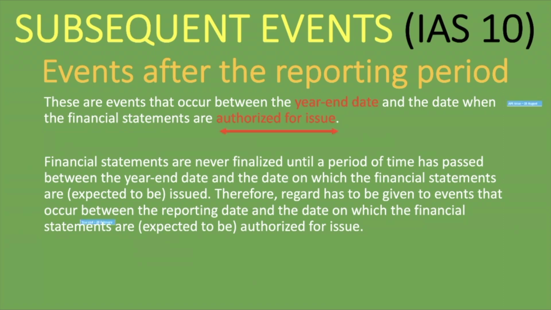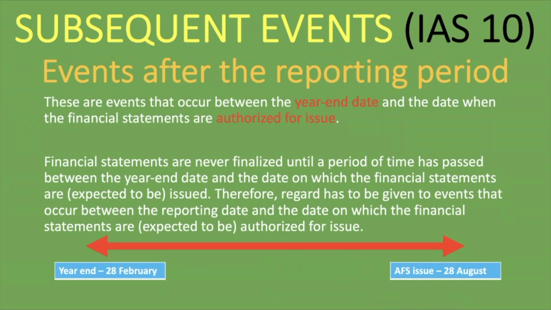So like I've mentioned, we're looking at those two dates, the year-end date and the date the financial statements are authorized for issue. So I've given an example here. If the financial year end is 28 February and the financial statements are authorized for issue on 28 August, we're looking at the period from 28 February to 28 August. We're looking at events that happen between these two periods, and we're going to consider whether they will affect our financial statements and how they will affect our financial statement if they do.